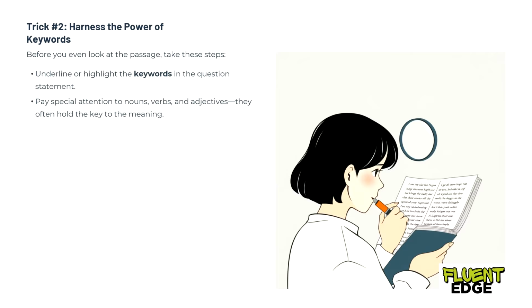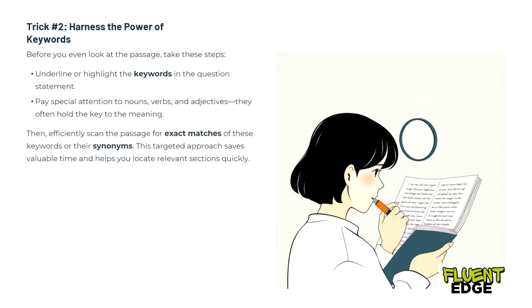Number 2. Pay special attention to the nouns, verbs, and adjectives. They often hold the key to the meaning. Then efficiently scan the passage for exact matches of these keywords or even their synonyms. This targeted approach saves valuable time and helps you locate relevant sections quickly.